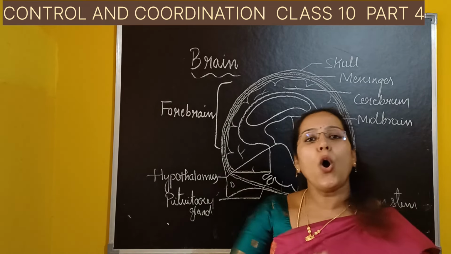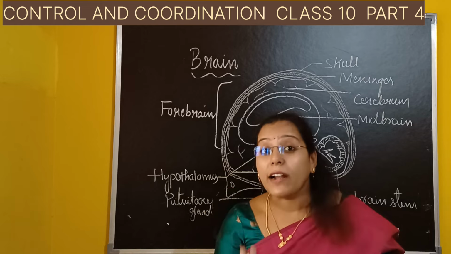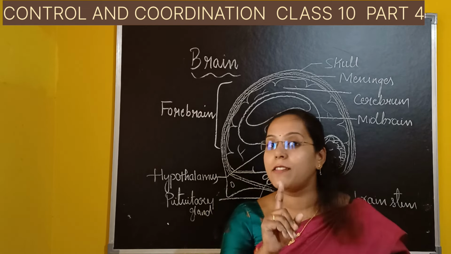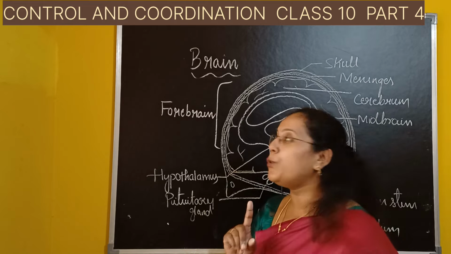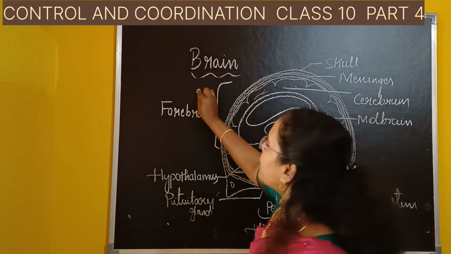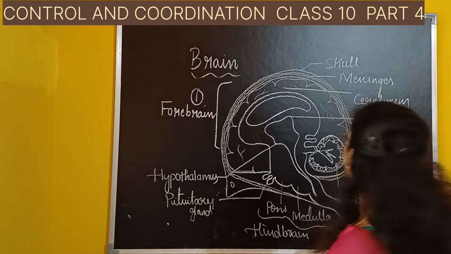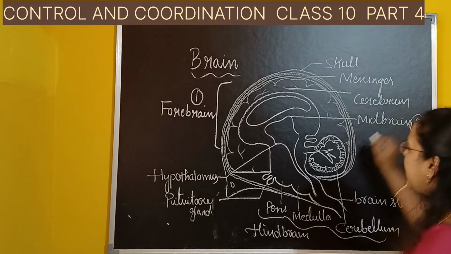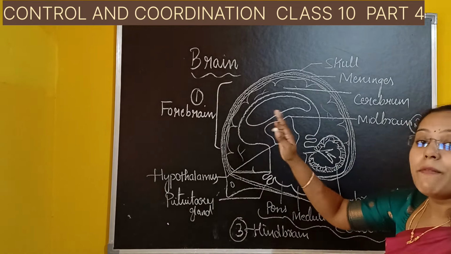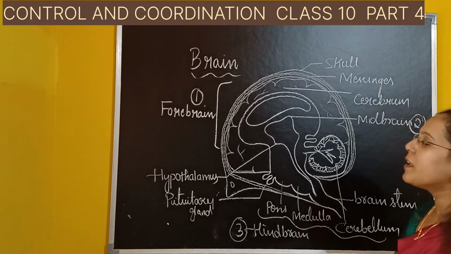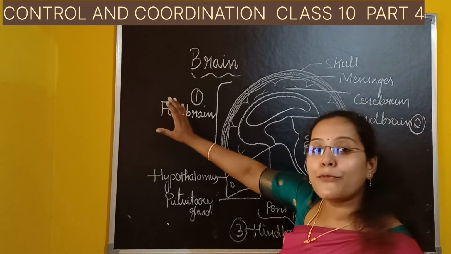See children, the whole human brain is broadly classified into three parts. Please note down. Firstly, it is forebrain. Secondly, it is midbrain. And thirdly, it is hindbrain. The whole human brain is classified into these three regions. Let us first talk about the forebrain.